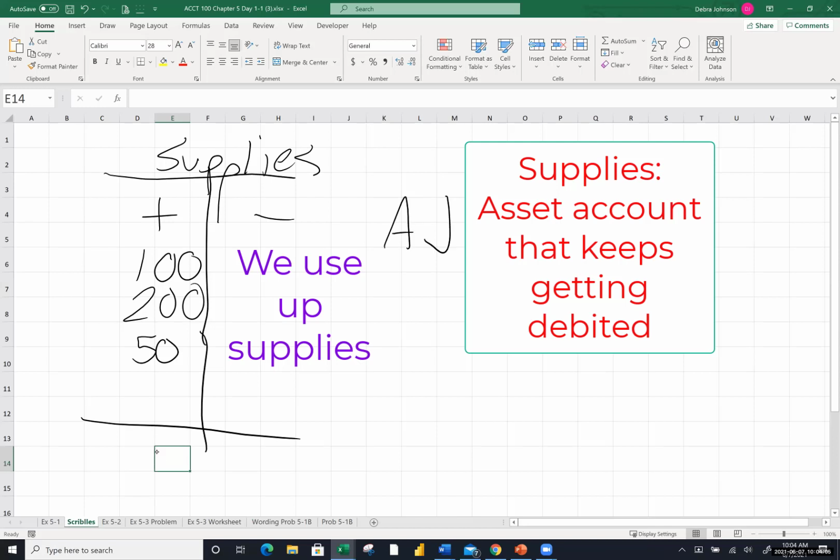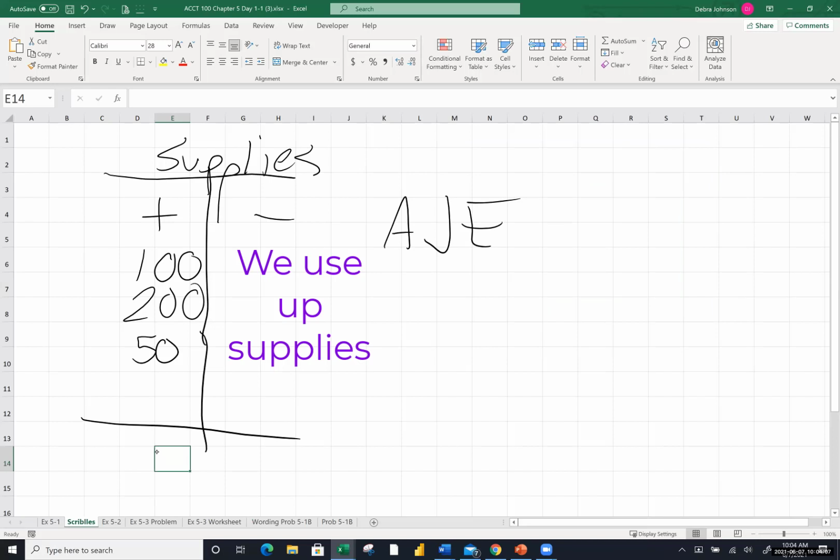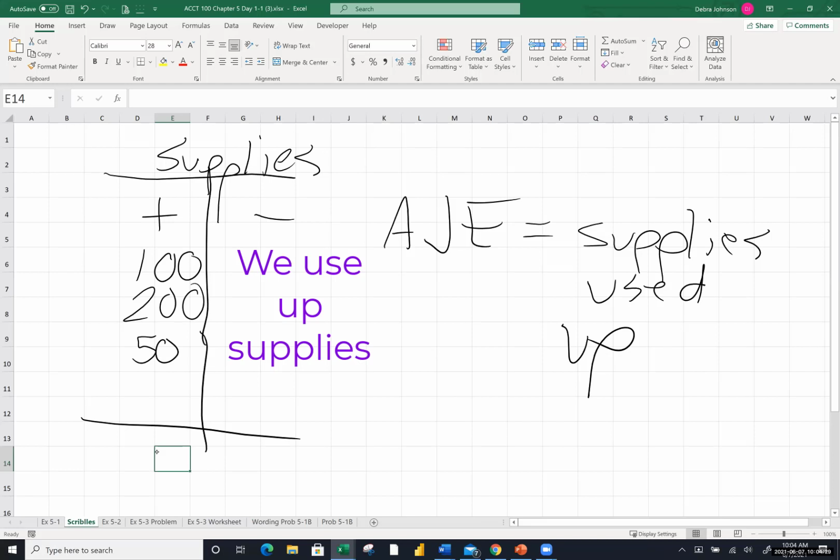So I'm going to put that in here. Our first adjusting journal entry equals the supplies used up. We need to figure out how much doesn't have value to it anymore. Remember, the definition of an asset is property or things of value. So here's what happens. Companies take a very quick inventory. And when I say quick, I don't mean I spend 5 hours inventorying my supply cabinet.